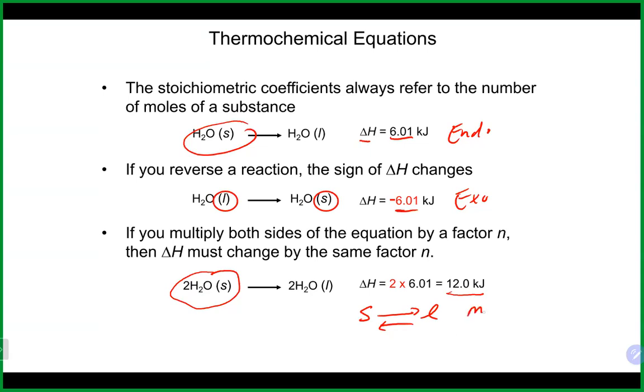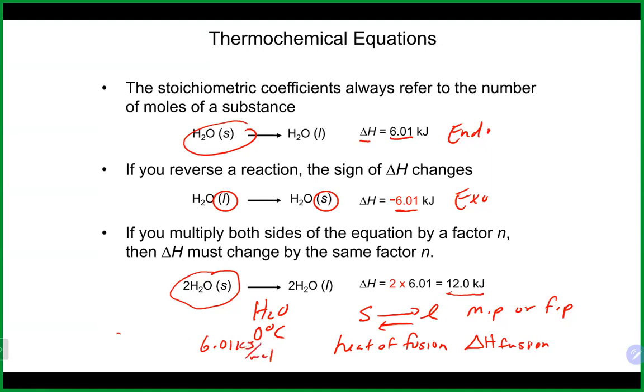Now, this number here, where we transition from solid to liquid or liquid to solid, happens at the normal melting point or freezing point of a substance. Say for water, that is 0 degrees Celsius. By the way, that is sometimes referred to as the heat of fusion, or delta H of fusion. And just as a reference point, that 6.01 kilojoules per mole is roughly 335 joules per gram.